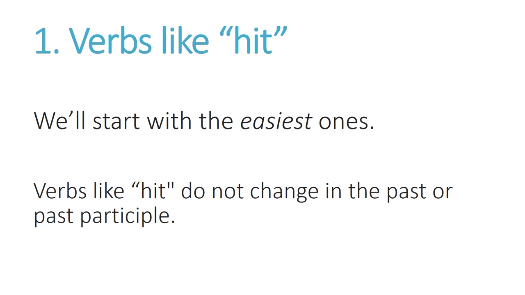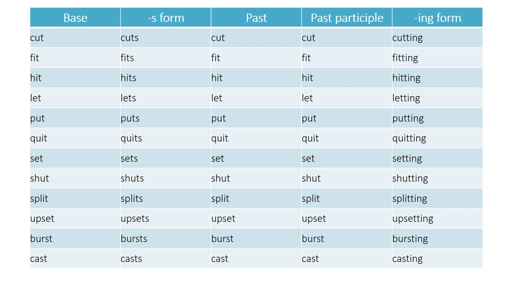We'll start with the easiest ones, verbs like hit. Verbs like hit do not change in the past or the past participle. As you can see here, with hit, you have the same form in the base form, the past form, and the past participle form. Hit, hit, hit. You can see other examples like cut, cut, cut. Let, let, let. Put, put, put. There's no change in the different forms of the verb.